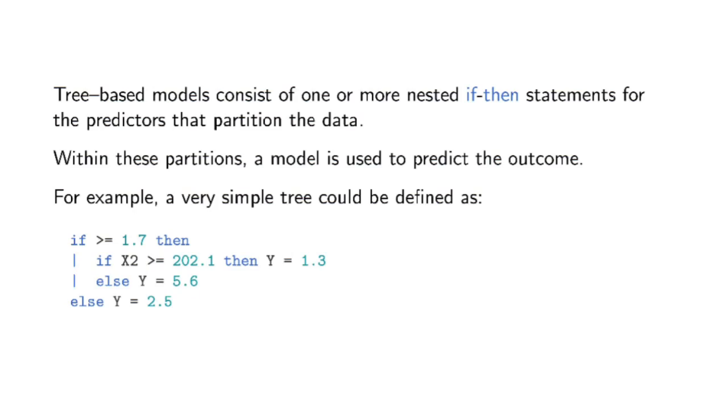Again, tree-based models are basically nested if-then statements. If I had a tree that had 2 splits and 3 terminal nodes, I could write that down like this. If x1 is greater than 1.7, and if x2 is greater than 202, then you would predict the outcome to be this. Otherwise, if it was less than 202, you would predict it to be this. But if x1 was less than 1.7, you'd predict it to be this, right? Those are just if-then statements.